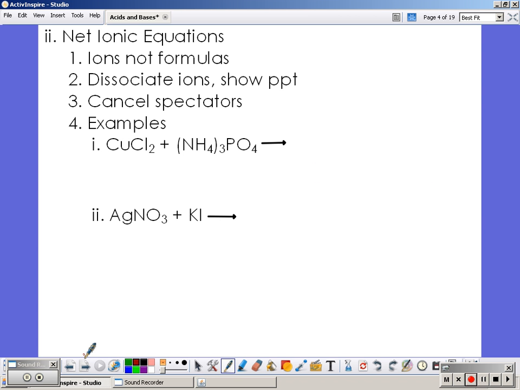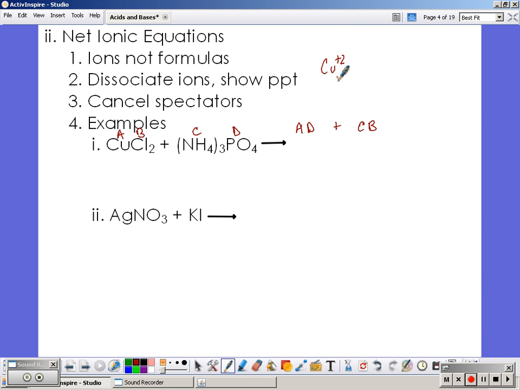So net ionic equations. You have to use ions instead of formulas if it's not a solid or liquid. You have to dissociate your ions and show the precipitant. And then you're going to cancel out the spectators. So these are double replacement reactions, so we can follow along with the pattern AB plus CD goes to AD plus CB. Well, A in this problem is copper. Copper has a charge of 2 because it's been crossed here. So this subscript 2 is the charge on the copper.